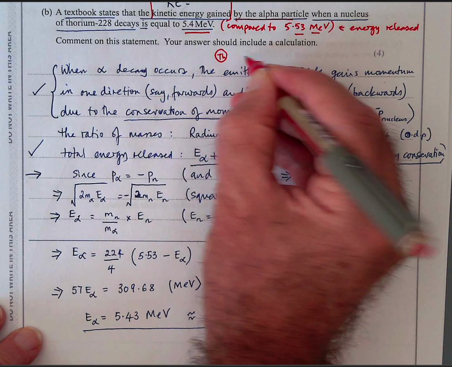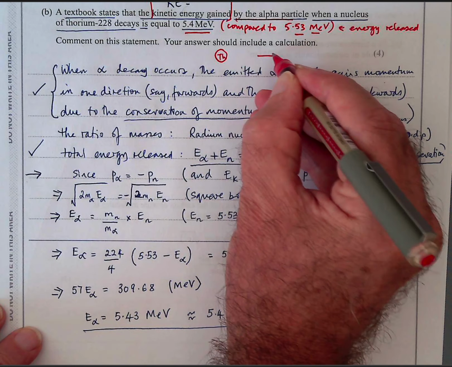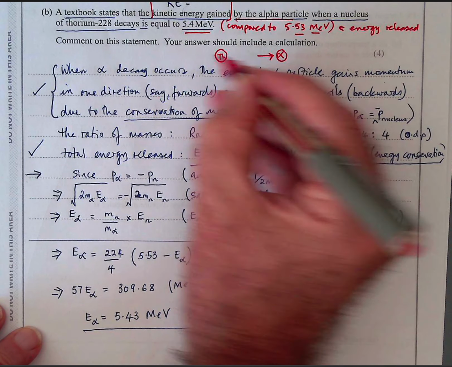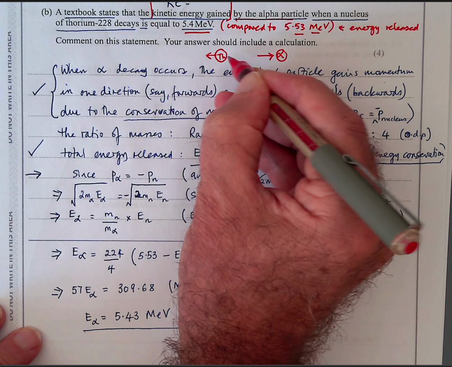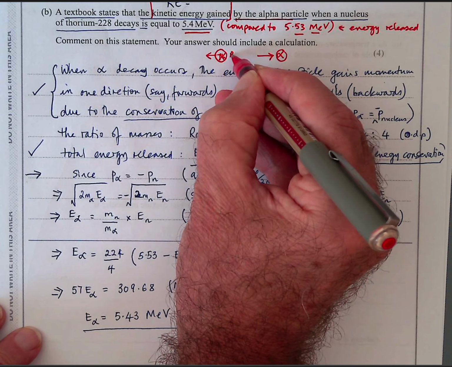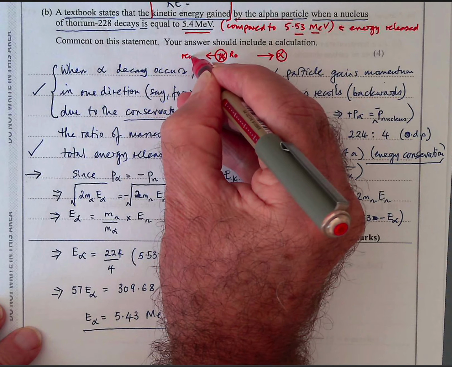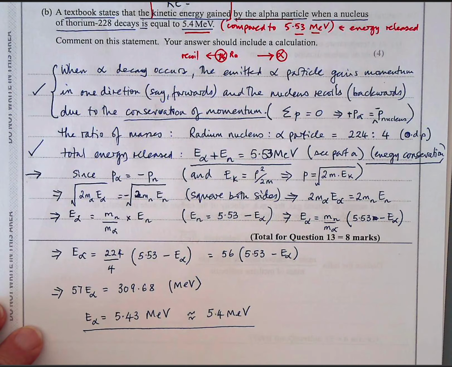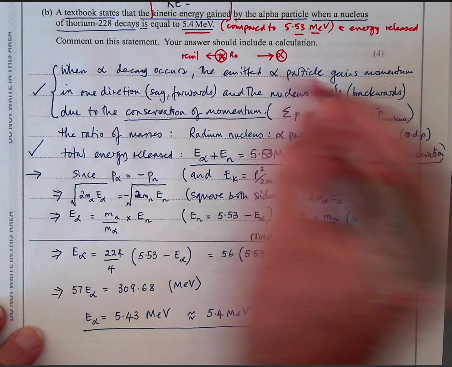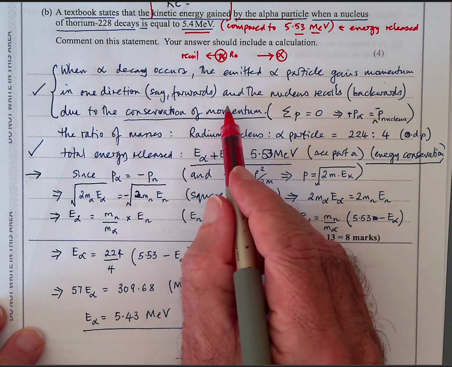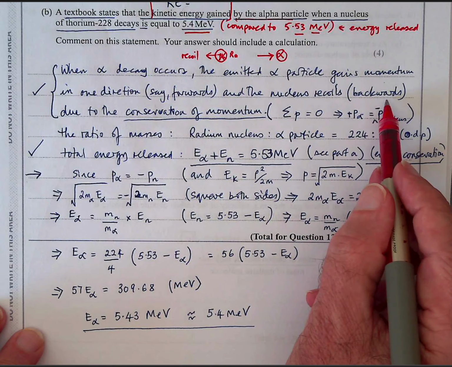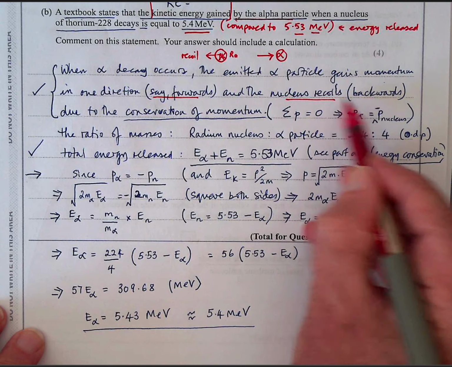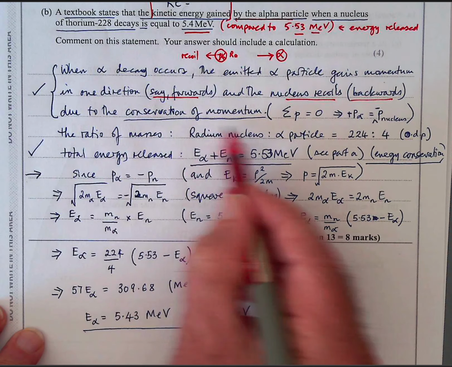Afterwards, the alpha particle comes out that way. That's the unit, 4 mass units, and therefore the thorium, which then becomes the radium, will recoil. The momentum in one direction must equal the momentum in the other direction, so the momentum must be balanced. If the alpha goes forwards, then the nucleus recoils backwards, due to the conservation of momentum.